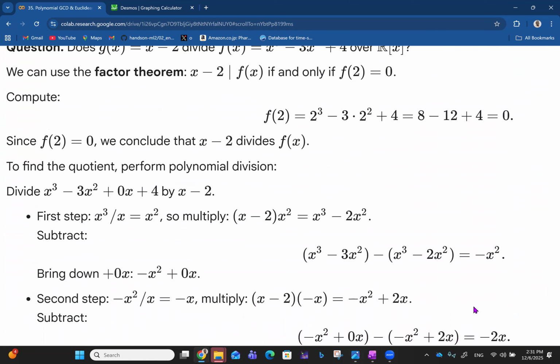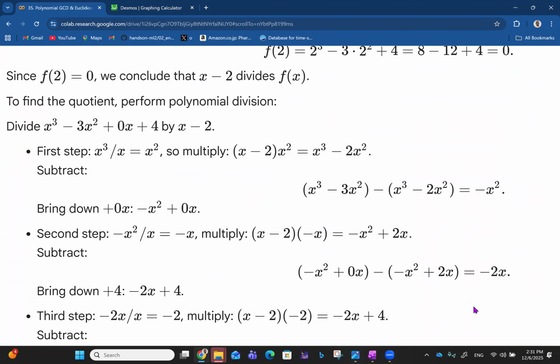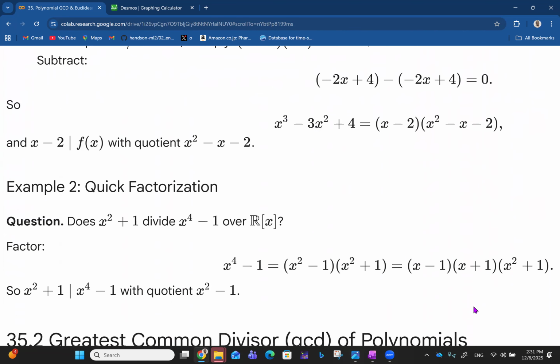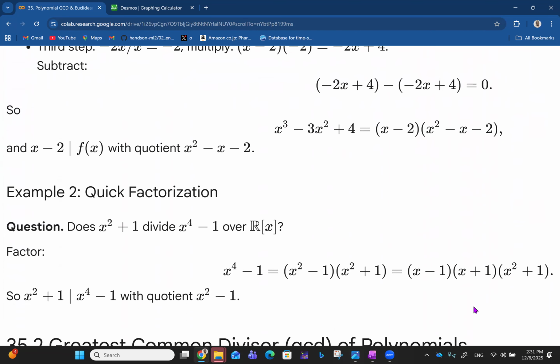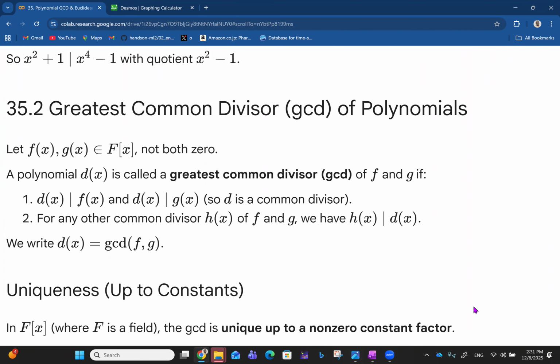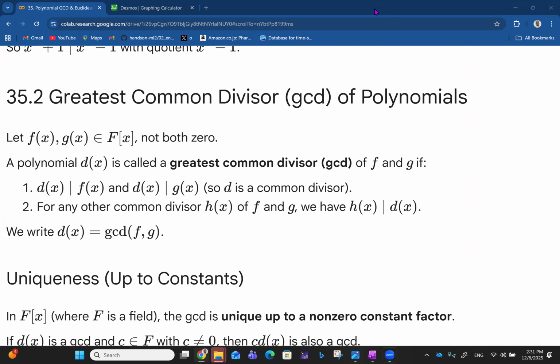So, I mean, if you like, you want to go through this, but I feel this is a more tedious way to do it. So setting up the long division table or the synthetic division table helps you to take care of this better. Okay, we move on to greatest common divisor of polynomials.